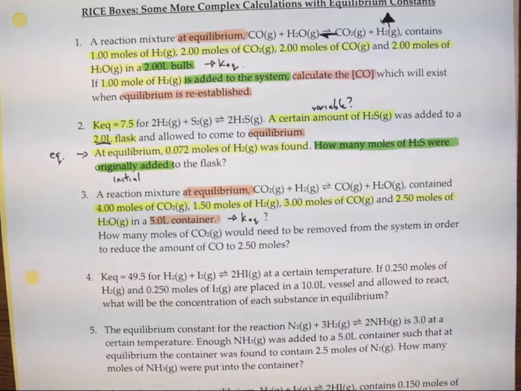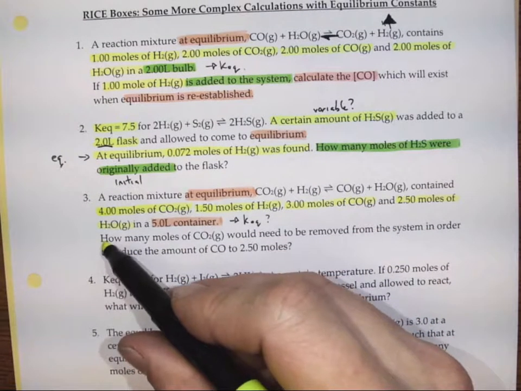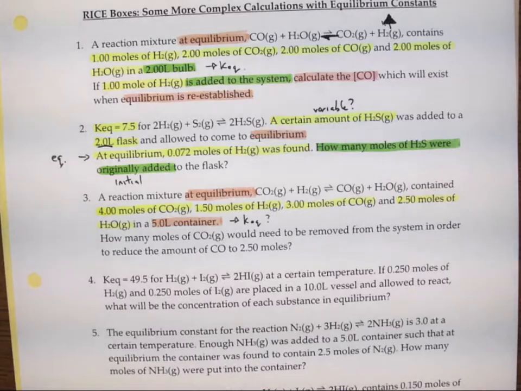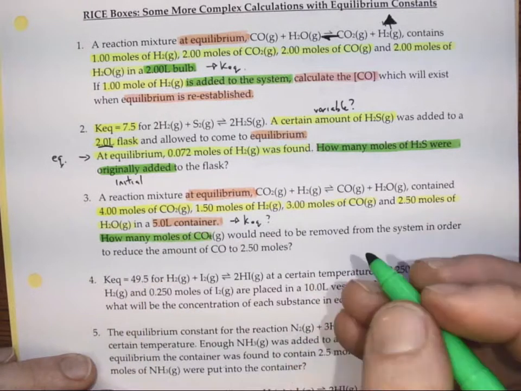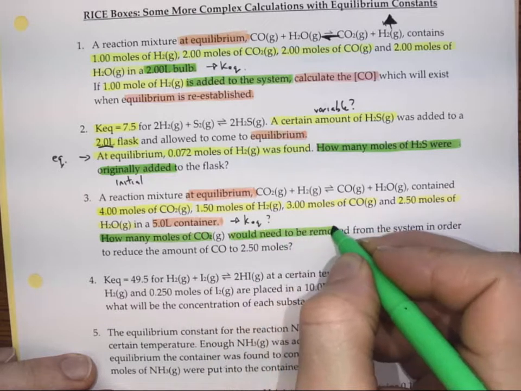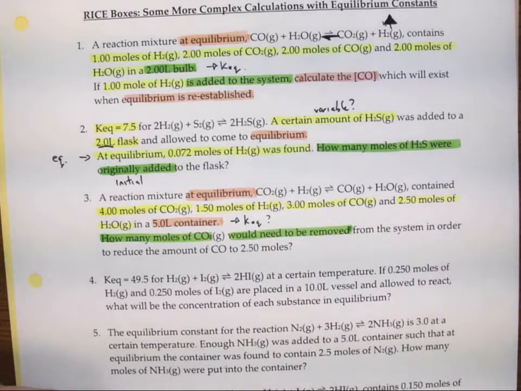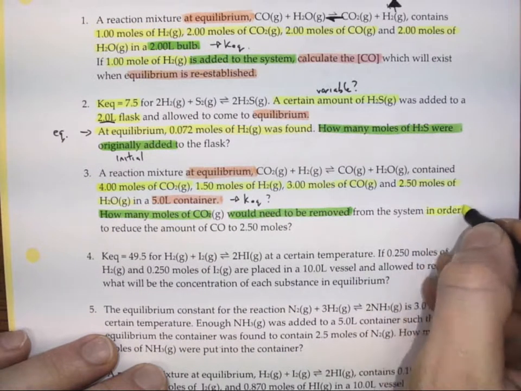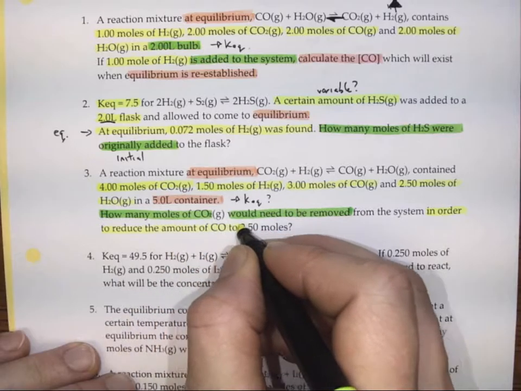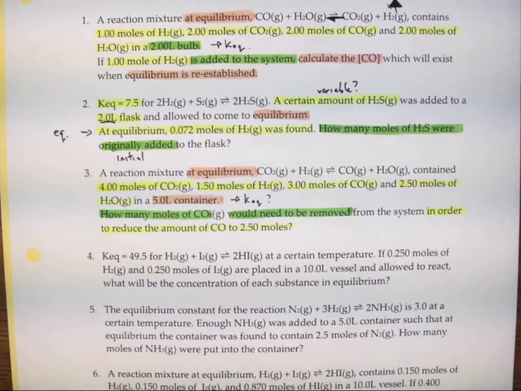All right, the rest of the question says, how many moles of carbon dioxide would need to be removed in order to reduce the amount of carbon monoxide to 2.50 moles? Well, that's an interesting question. Okay, so let's read through that again slowly here.